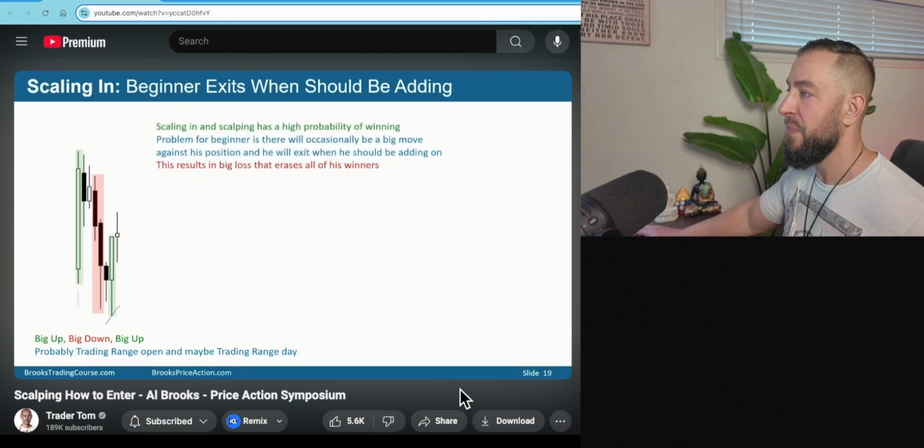Scaling in and scalping, you have a very high probability of winning. A good scalper can win 80 or 90% of the time. And the problem for the beginner is that there's occasionally going to be a very big move against your position, and you will exit at a time when you should be adding on. The result is one big loss can erase a whole bunch of winners, and you end up losing money.